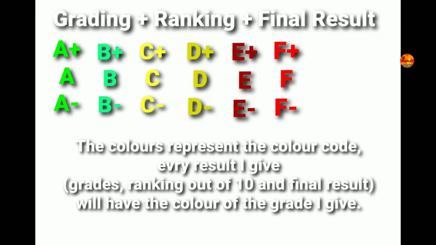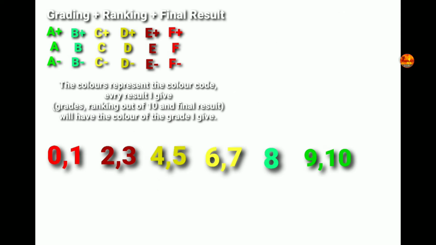Alright, so there's a couple more slides to go, and then we will be getting right into it. So again, the out of 10 chart: 0, 1 is an F, 2, 3 is an E, 4, 5 is a D, 6, 7 is a C, 8 is a B, and 9, 10 is an A.